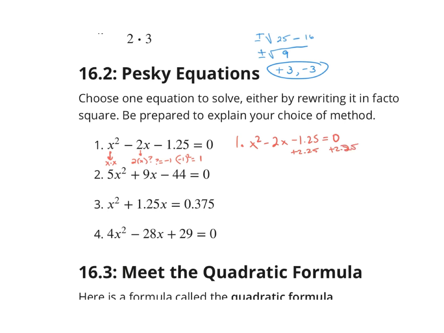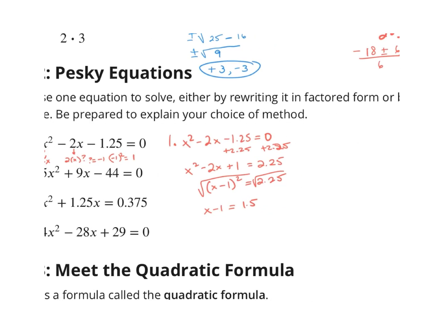So now I have x squared minus 2x plus 1 is equal to 2.25. Next, I'm going to rewrite this as (x minus 1) squared is equal to 2.25. To solve, I take the square root of both sides. So I have x minus 1 is going to be equal to positive 1.5. And I also have x minus 1 is equal to negative 1.5. The square root of 2.25 is positive or negative 1.5.